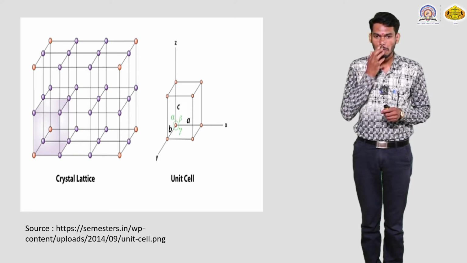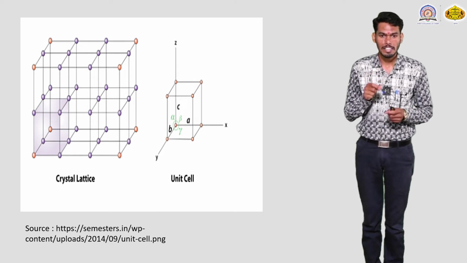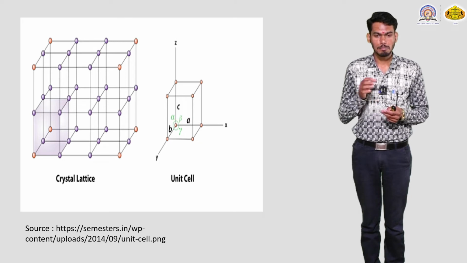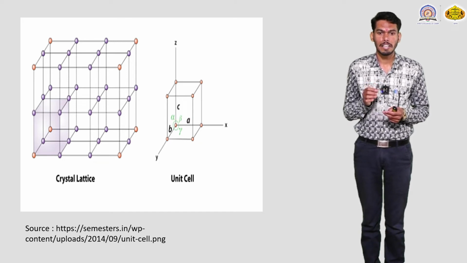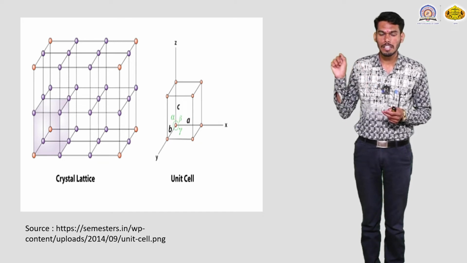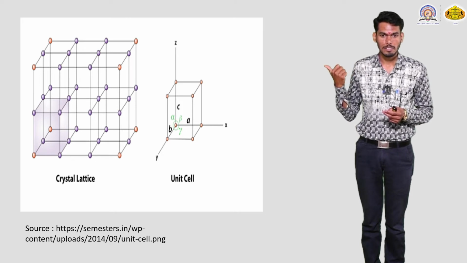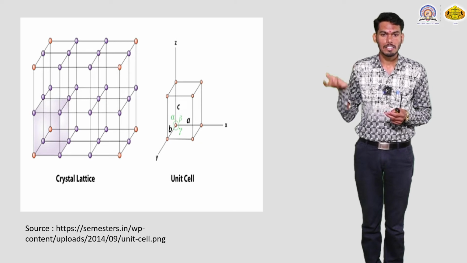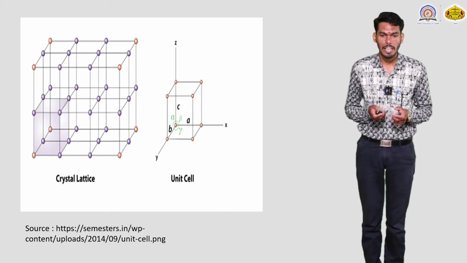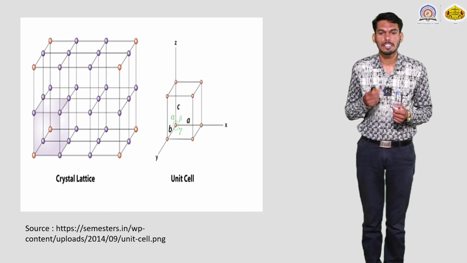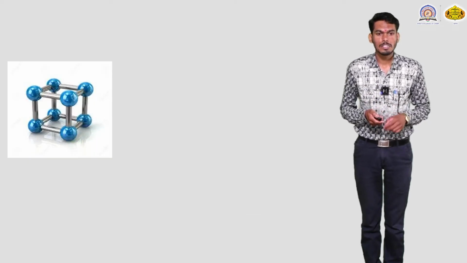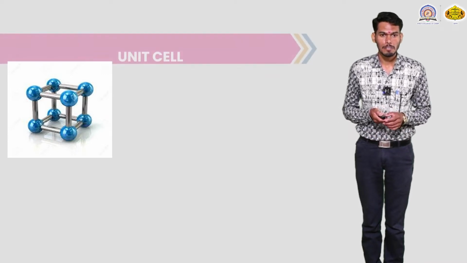In a unit cell, the edges are represented by a, b, c, whereas the angles between them are represented by alpha, beta and gamma. They are shown in green, and the black a, b, c represent the edges. a represents the edge, b represents the length and c represents the height of the unit cell. This is the basic representation of a unit cell.